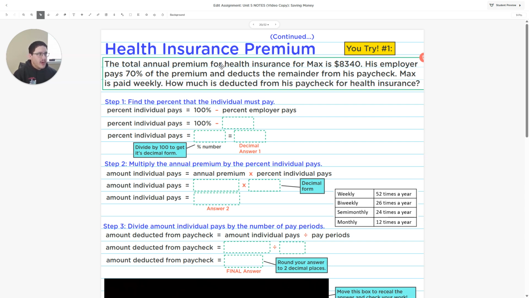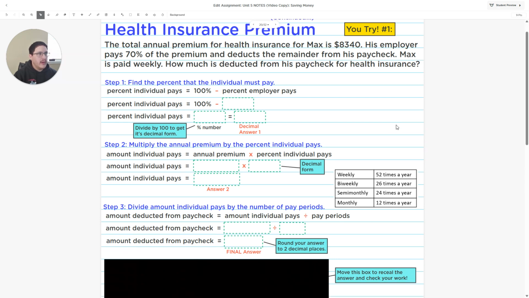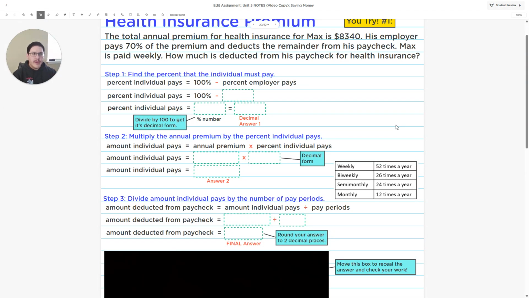The total annual premium for health insurance for Max is $8,340. His employer pays 70% of the premium and deducts the remainder from his paycheck. Max is paid weekly. How much is deducted from his paycheck for health insurance? So at this moment, go ahead and pause the video. Try this problem on your own. See if you can figure it out. Otherwise, I'm going to continue on and show y'all how to do this.